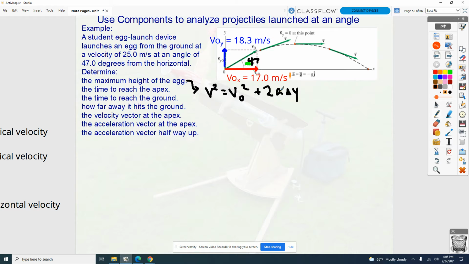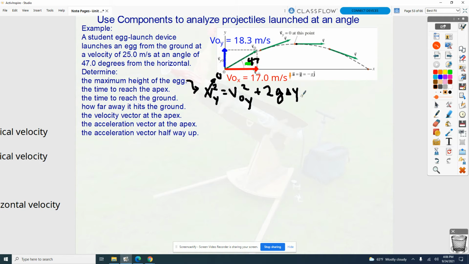Instead of calling this a, it's a very special a. This is an acceleration due to gravity, so I'm going to replace that with a g. And very importantly, we're only looking at vertical motion, so that's v naught in the y direction. Since I'm looking for the maximum height, I know that when it gets up here, it stopped moving vertically. I'm going to set that equal to 0, since that is the y velocity.